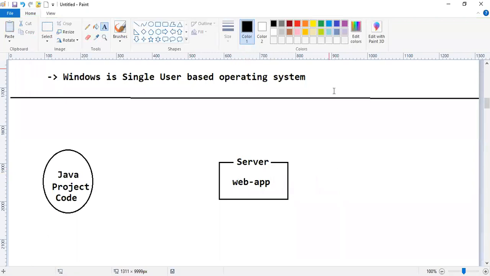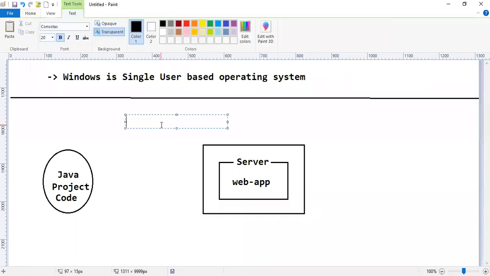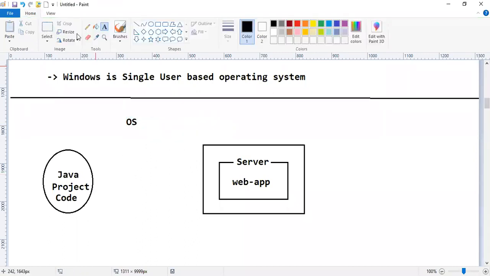I need to install the server. Server is also one software. Where do we need to install this server? We need to install this server in an operating system. The server is one program. In order to run the server, I need a platform. Who is going to provide that platform? The operating system is going to provide that platform. That means we need one computer. In that computer, we are going to use one operating system. In that operating system, we are going to install the server.